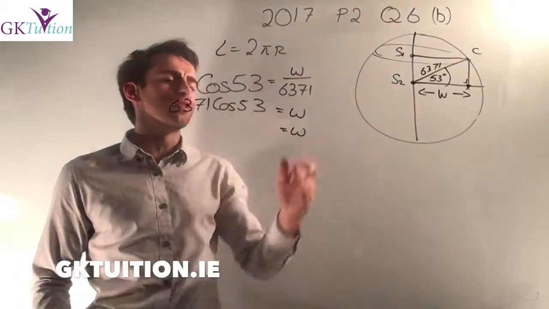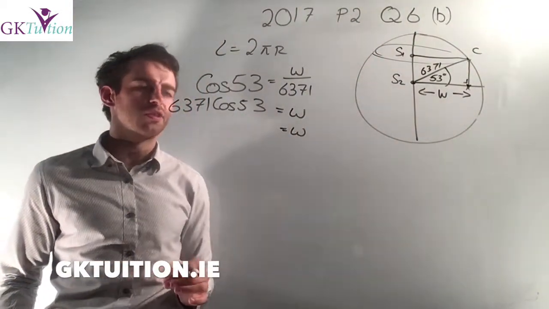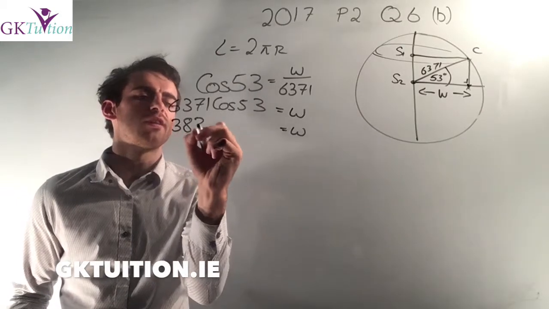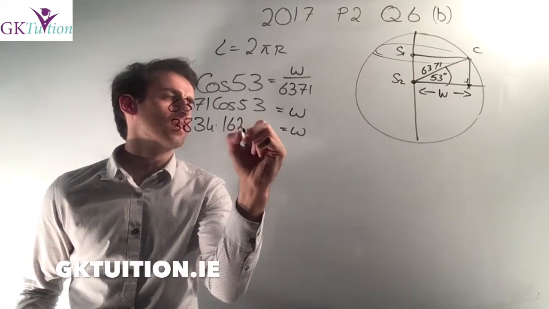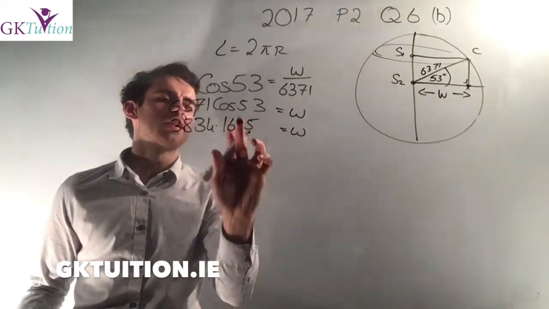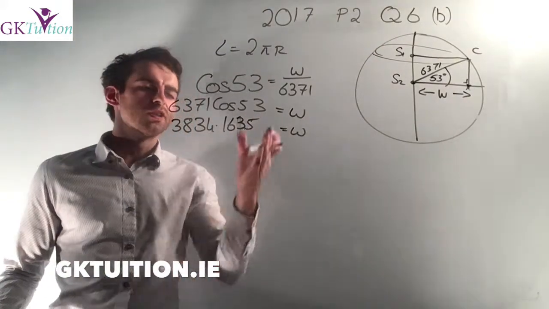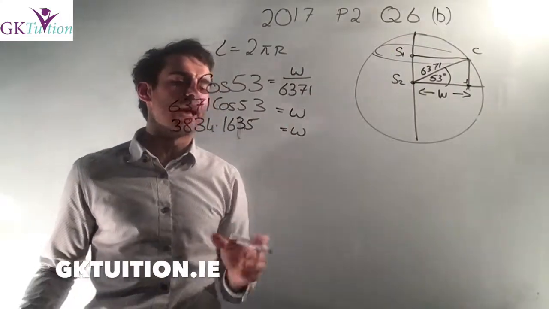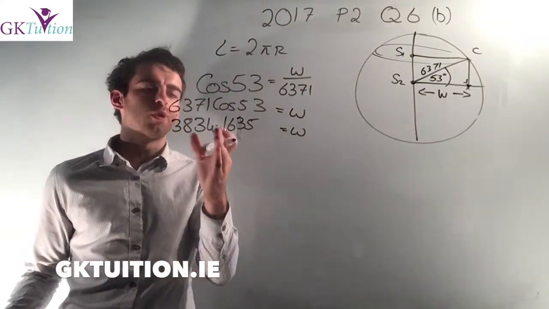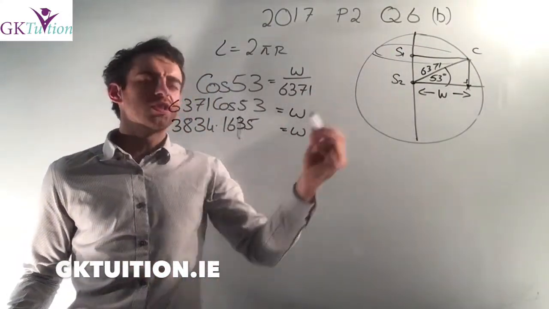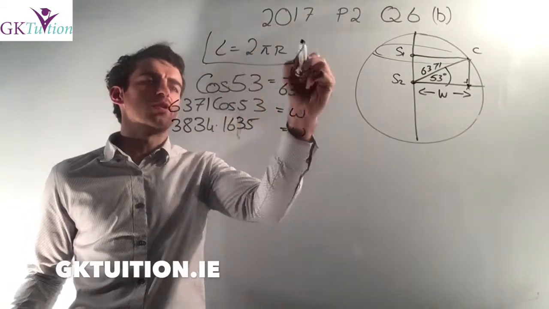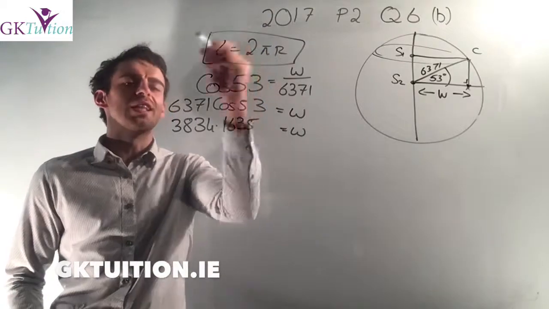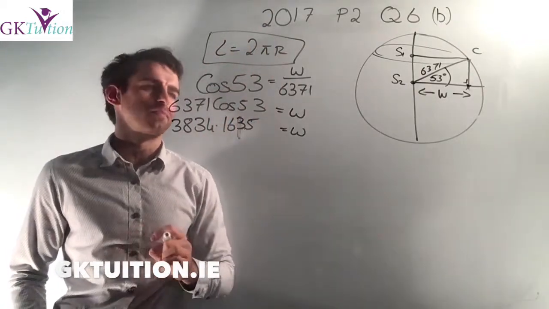Clearly this is in degrees, so make sure your calculator is in degrees. If you plug all of this into your calculator, you get 3834.1635. So I know the radius of my circle S1 is 3834.1635. Once I know the radius, it's very straightforward to work out the length, or in other words, the circumference.